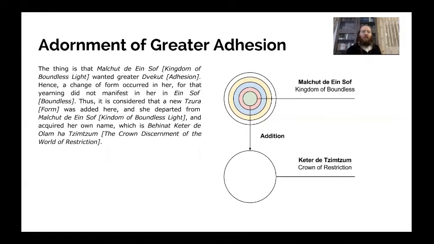The thing is that Malchut En Sof, kingdom of boundless light, wanted greater dvikut, adhesion. Hence a change of form occurred in her, for that yearning did not manifest in her in En Sof, boundless. Thus it is considered that a new tzura, form, was added here, and she departed from Malchut En Sof, kingdom of boundless light, and acquired her own name, which is Bechinat Keter de Olam HaTzimtzum, the crown discernment of the world of restriction. So you're going again from this ego, and now you're getting a new phase within you, which is called Keter de Tzimtzum.